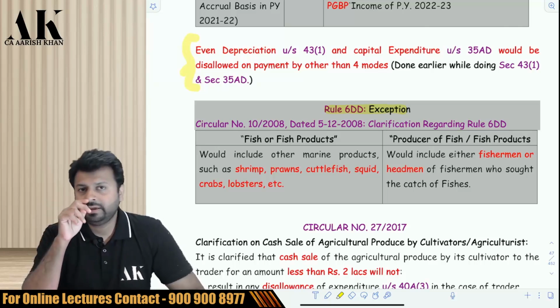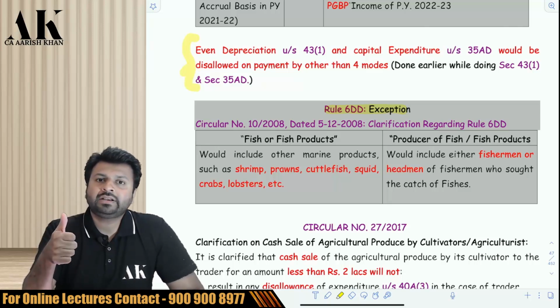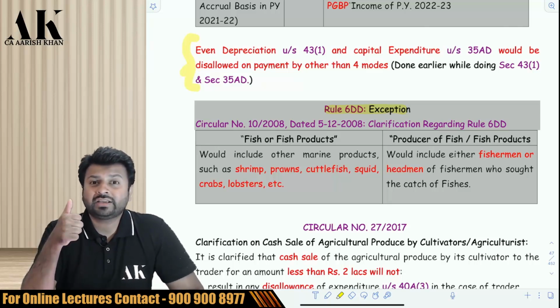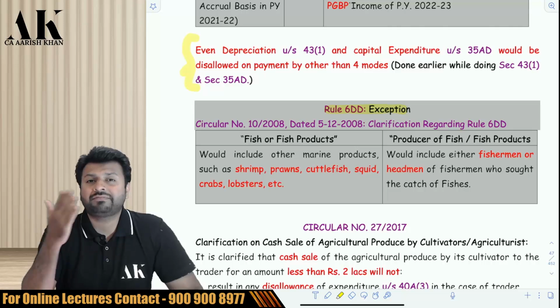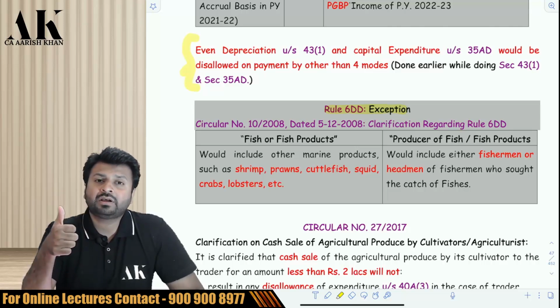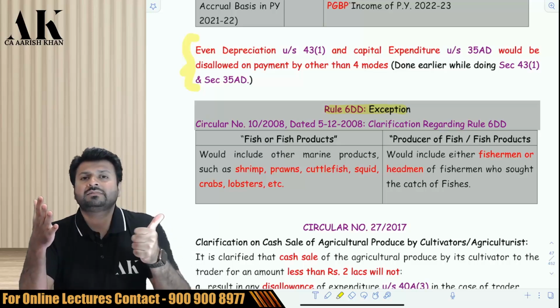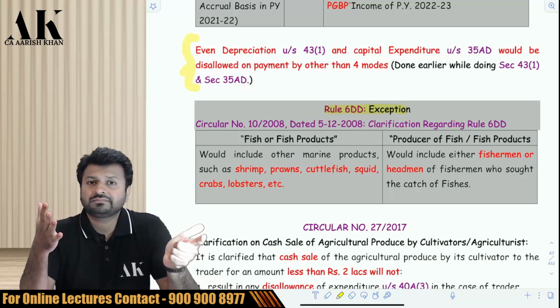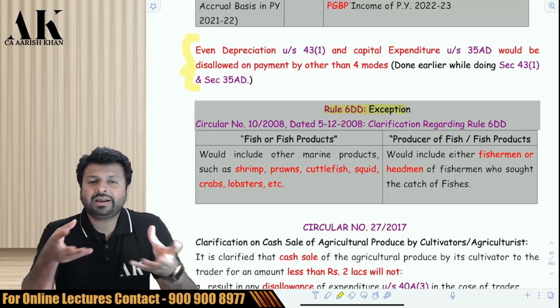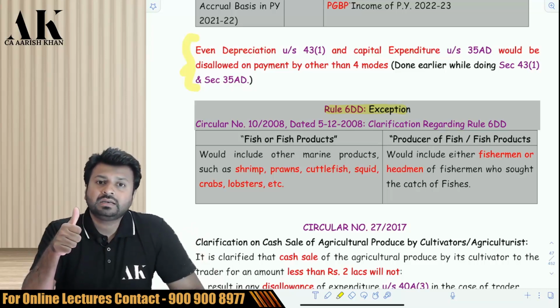It's allowed. If you make a payment to a cultivator, grower or producer, listen carefully, cultivator, grower or producer of agriculture product, animal husbandry, dairy product, poultry farm, fish and fish product, apiculture, horticulture, these are the products which you are buying from whom? Either a grower, producer or cultivator of these products. You can make as much payment as you want in cash. It's absolutely allowed.